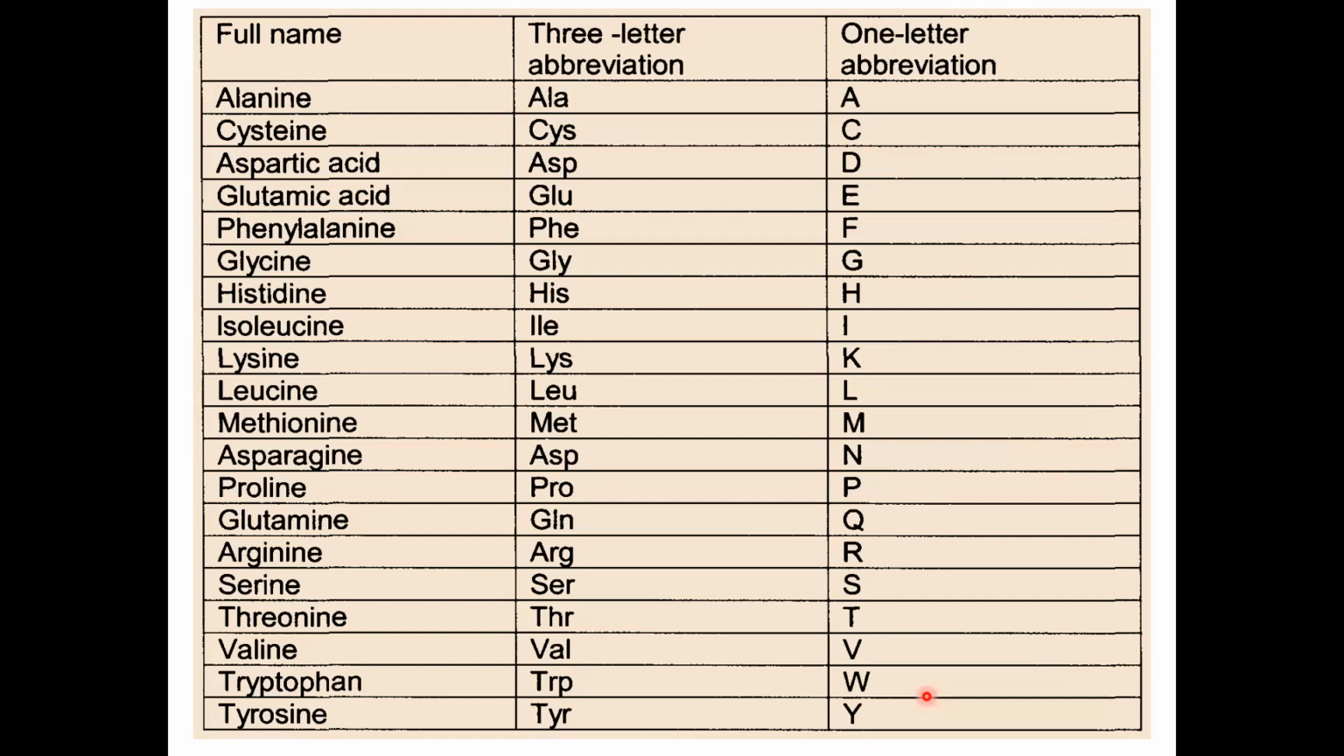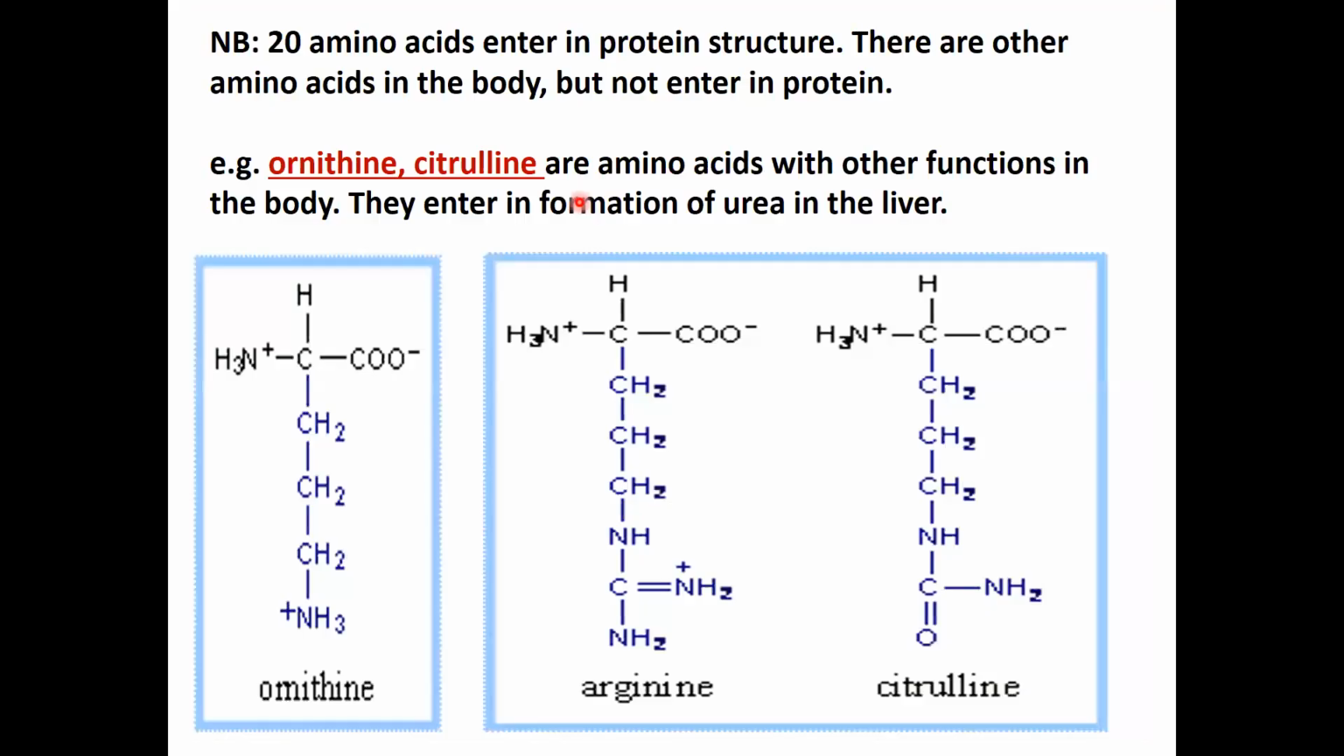So these amino acids can be described by 1-letter abbreviations or 3-letter abbreviations. For example, histidine, HIS, glycine, GLY, aspartic acid, ASP. Whatever it is, we have to remember all these. We can understand, not in detail, but they are very important. So 20 amino acids enter the protein structure. They are protein-forming amino acids.